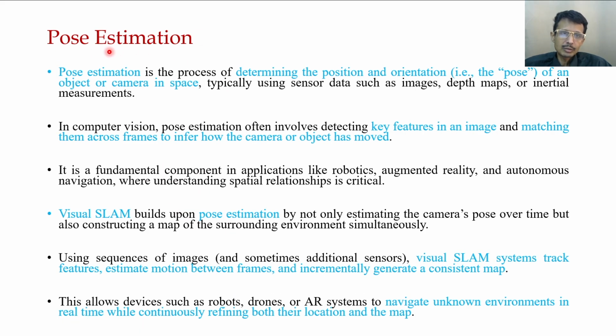Now here is one important thing called pose estimation. Pose estimation is the process of determining the position and orientation, that means the pose, of an object or camera in space, typically using sensor data such as images, depth maps or inertial data. In computer vision, pose estimation often involves detecting keyframes in the image, as we have said, matching them across frames to infer how the camera or object has moved. So this is the basic idea of pose estimation. It is a fundamental component in applications like robotics, augmented reality, and autonomous navigation, where understanding spatial relations is critical.